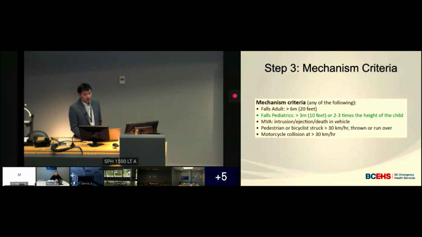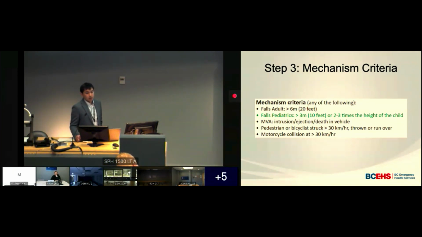So step 3 in major trauma triage is to look at the mechanism of injury. In patients who don't meet physiological, step 1, or anatomical, step 2 criteria, but have sustained a major mechanism, they're still at risk for serious injury that may be occult or in pathophysiological evolution. Through studies, we know that including mechanism criteria helps reduce under triage by about 25%.